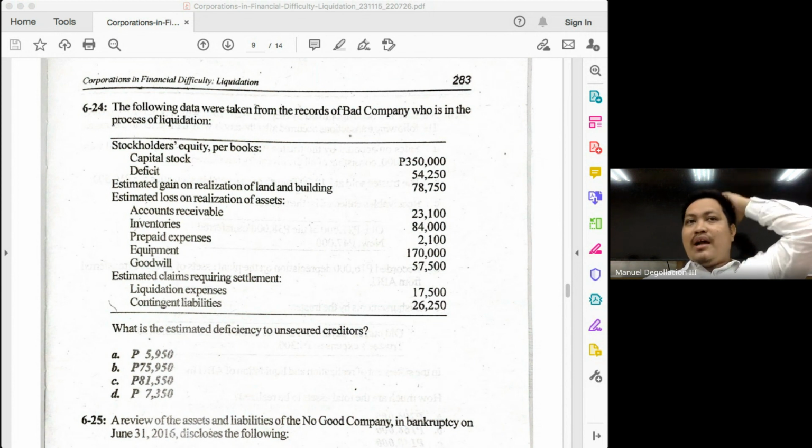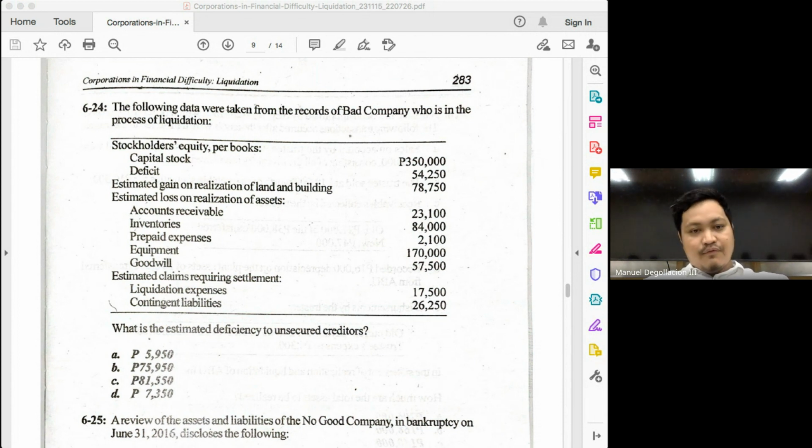Okay, what other account forms part of your equity? You have your capital stock, which is a credit balance, while your deficit of 355,950 is a debit balance. So what's the net amount of those two? It will give you 5,950, and that will be your negative equity, which will represent your estimated deficiency.